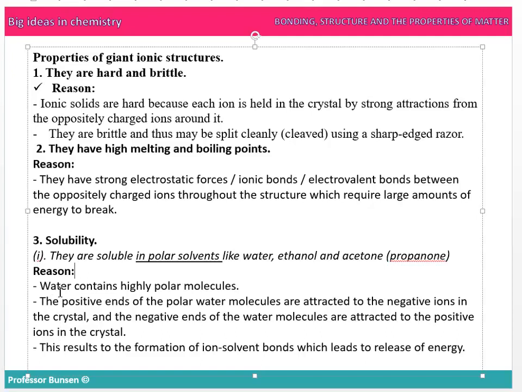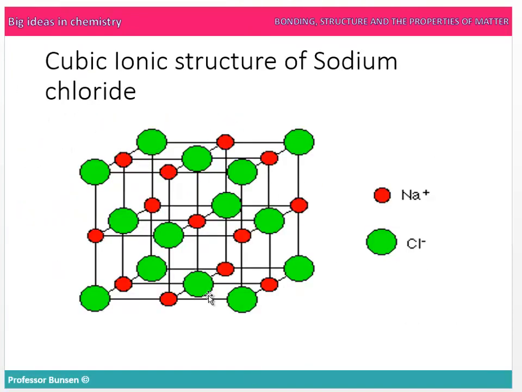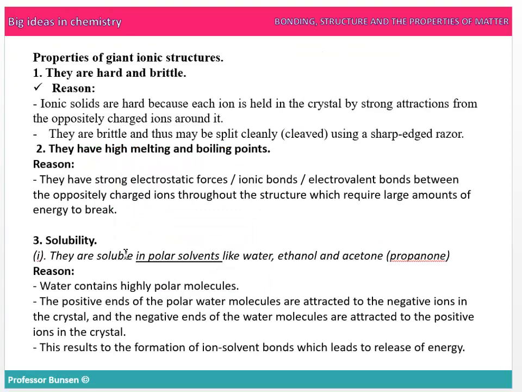Water contains highly polar molecules, and the positive ends of the polar water molecules are attracted to the negative ions in the crystal, and the negative ends of the water molecules are attracted to the positive ions of the crystal. Remember, we said that a sodium chloride crystal contains positively charged sodium ions and negatively charged chloride ions, and therefore there is an attraction between the positive sodium ion and the negative end of water, and the negative chloride ion and the positive end of the water molecule.